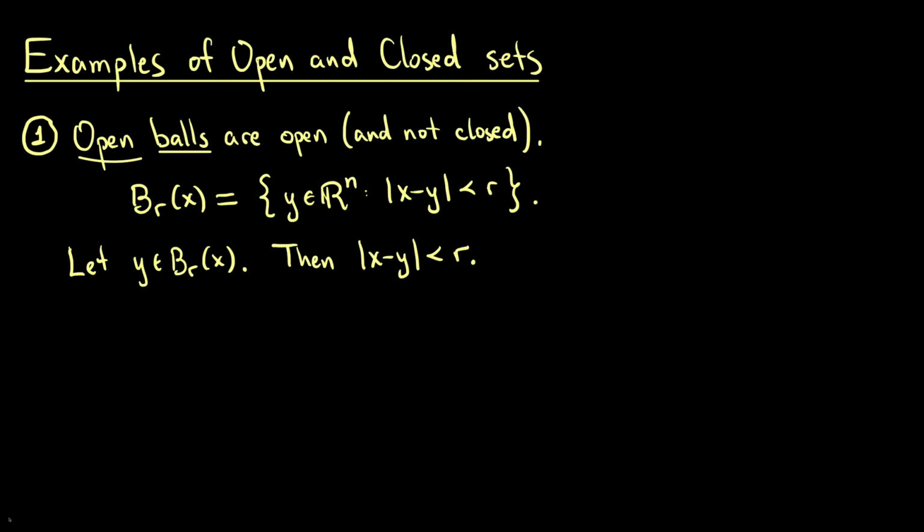Well, since this number, whatever it is, is less than R, let's give it a name. Let's call it S. So S is the distance from X to Y. Let's draw a picture. So here's the ball. The point X here is maybe in the middle. The point Y is near the edge. And this distance here is S.